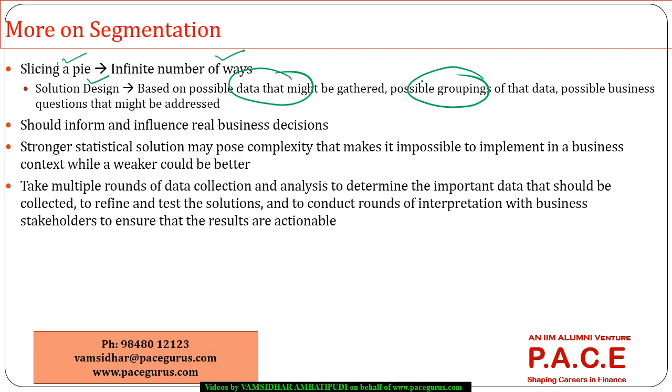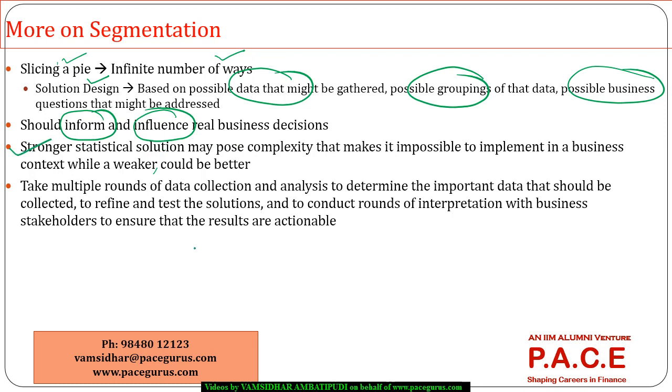So what are the possible groupings, and based on those possible groupings, what are the business complications that might be addressed? The solution should be designed by keeping all these things in mind. Whatever solution you design, it should clearly inform and influence the business decision. The segments you create should be real differentiators in terms of your business variables, so that you can make your strategic decisions quite effectively.